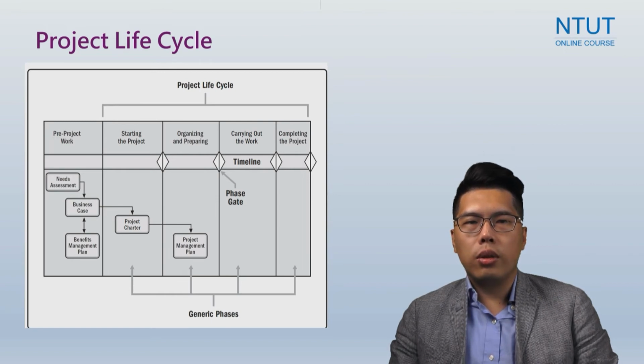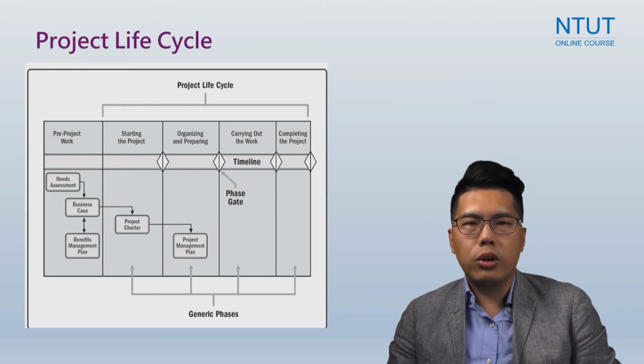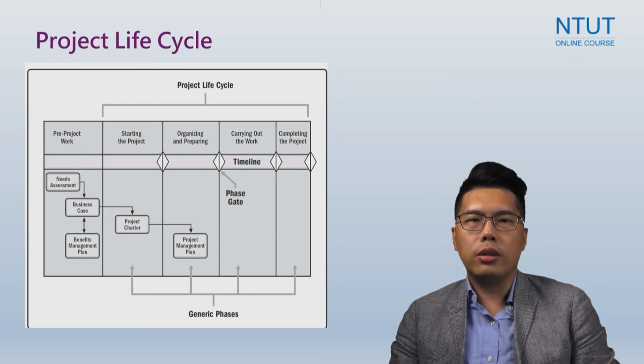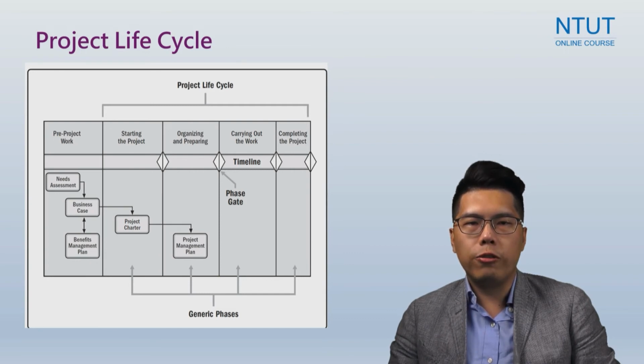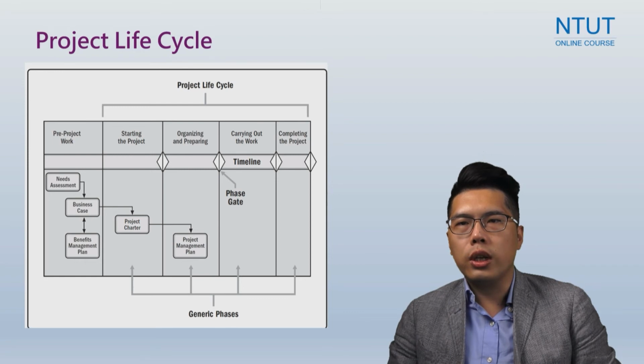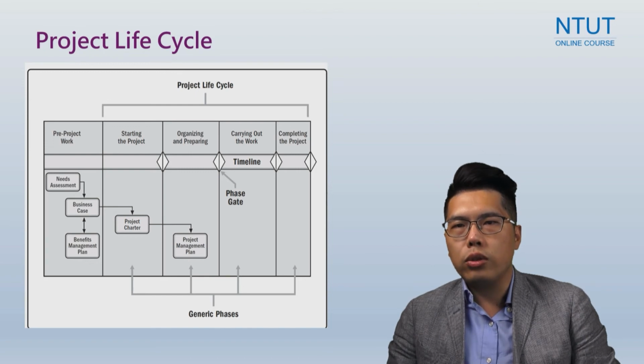In the next phase, which is the organizing and preparing phase, the project management plan will kick off to execute the project. And there are different gates. And these phase gates are used to control whether the phase of the project life cycle moves on to the next one or not. Okay, so as you can see here, in the project life cycle, there are four different phase gates to control different phases.